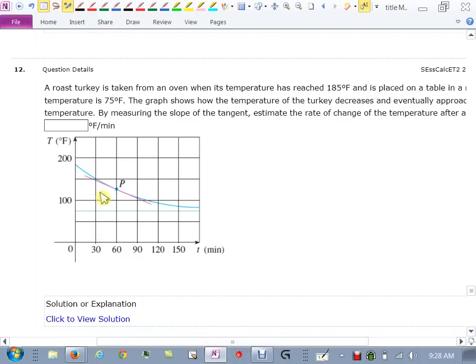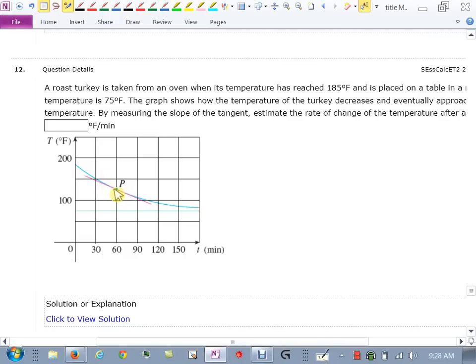So what they want you to do is just look at this. This is the turkey, right? They take it out of the oven. Here it is, 185 degrees. As time goes on, it starts to cool down and reach room temperature. At a specific point in time, exactly 1 hour after they take it out of the oven, they want to know how quickly the temperature is changing.